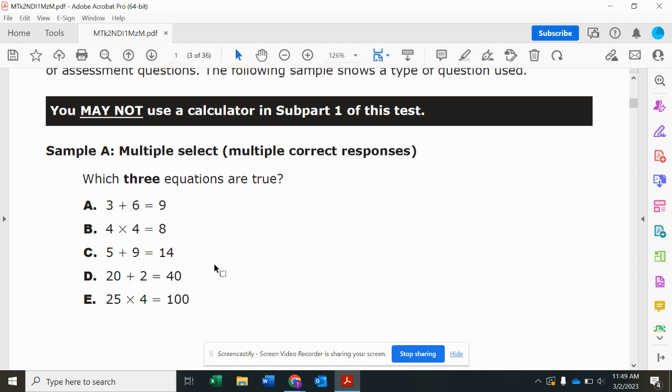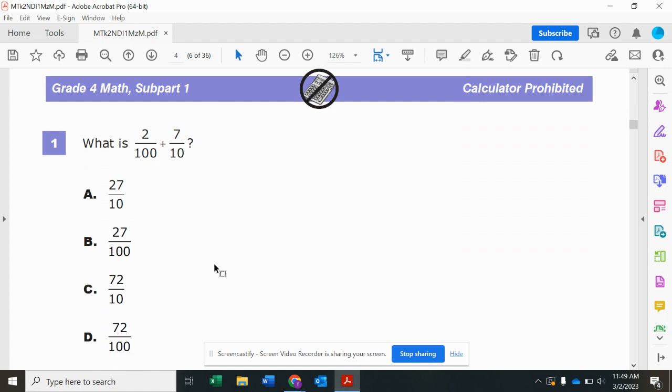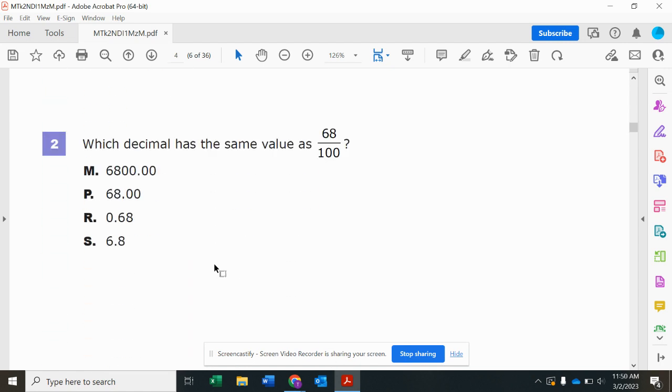Sample A, multiple select, multiple correct responses. Which 3 equations are true? Question 1, what is 2 100ths plus 7 tenths? Question 2, which decimal has the same value as 68 100ths?